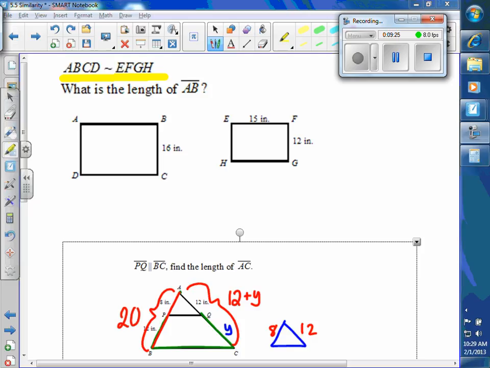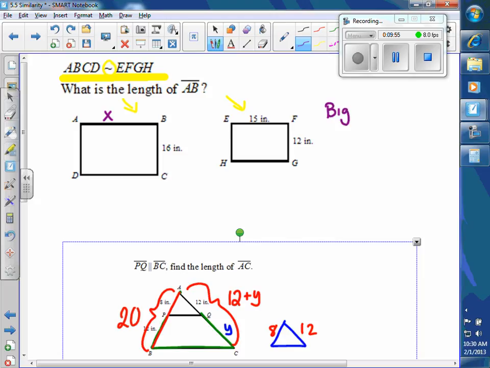Here, this little symbol, remember, means similar. So in this problem, you're being told this figure, ABCD, is similar to this figure. When you're told the figures are similar, you can assume the sides are proportional. And so if you have to find a missing value, you just give it a variable and you set up a ratio proportion. So you would do the same thing. You would compare the big to the small.